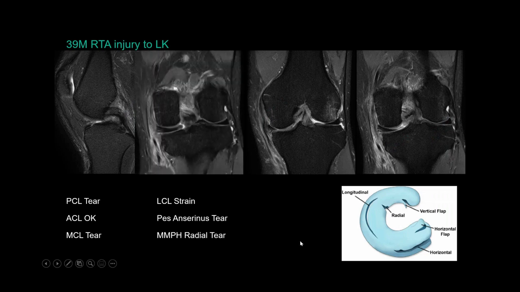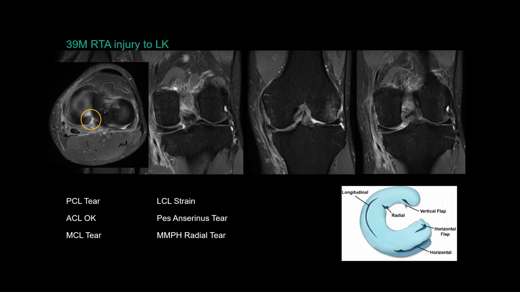there is a radial tear of the posterior horn of the medial meniscus, and the axial demonstrates this nicely. And if you didn't see it, here it is. Okay, so radial tears can be partial thickness or full thickness. Once you have a full thickness radial tear, you end up with extrusion of the body of the meniscus.